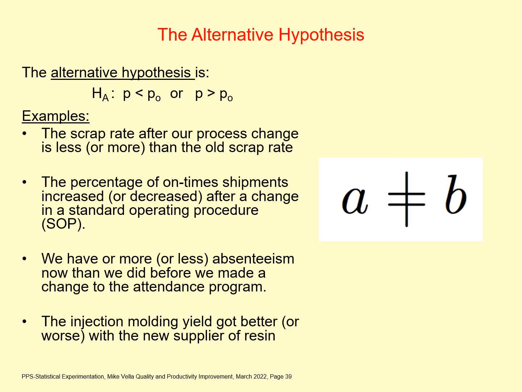The alternative hypothesis is that the percentage or proportion is not the same. It's either greater or less than the previous process. For example, the scrap rate after our process change is less or more than the old scrap rate. The percentage of on-time shipments increased or decreased after a change in the standard operating procedure. We have more or less absenteeism than we did before we made a change in our attendance program, or the injection molding yield got better or worse with the new supplier of resin. The alternative hypothesis.